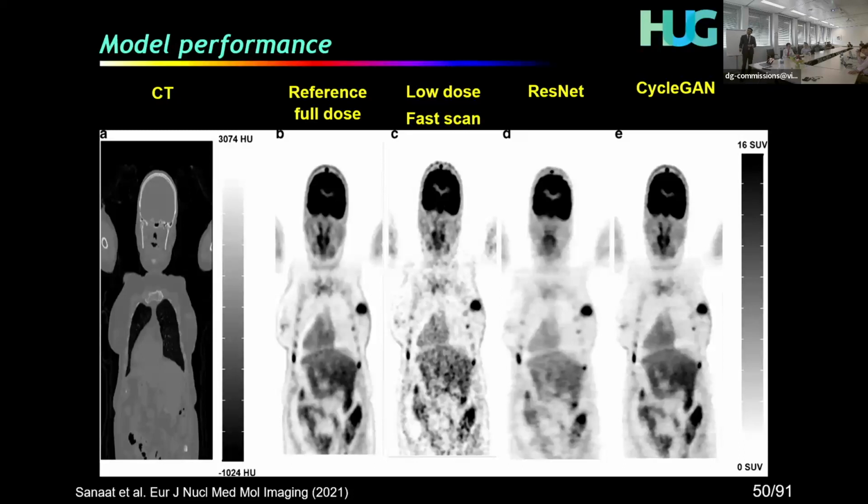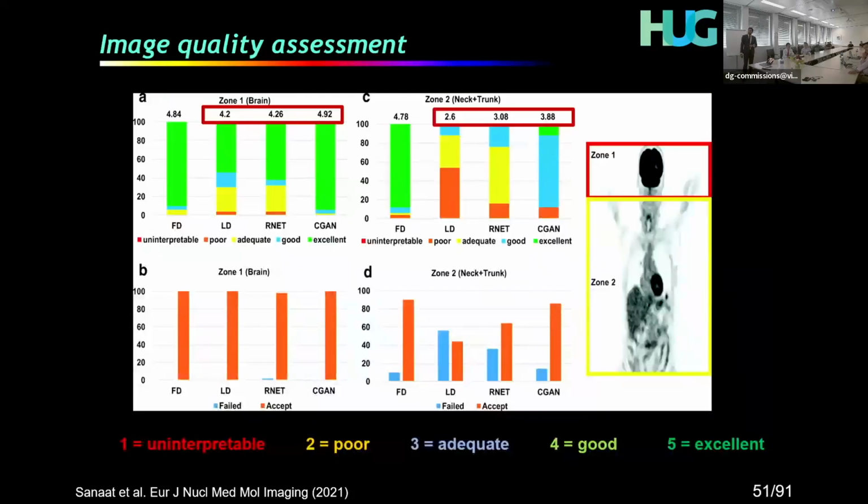The second image shows the reference full dose image. The third one is the low dose and fast scan image. And the last 2 images are the output of the ResNet and CycleGAN. And again, we asked 2 nuclear medicine specialists to give a rank to our images for 2 different zones. Zone number 1 only includes the brain, and zone number 2 includes the neck and trunk.